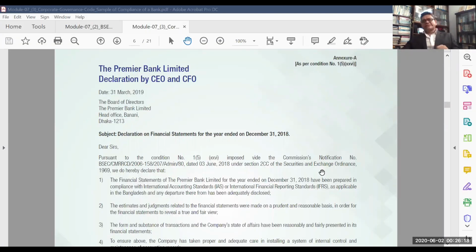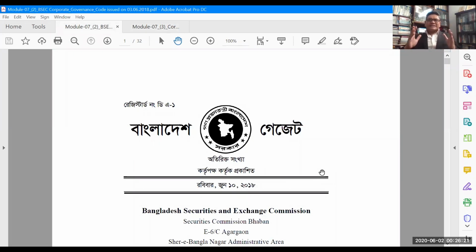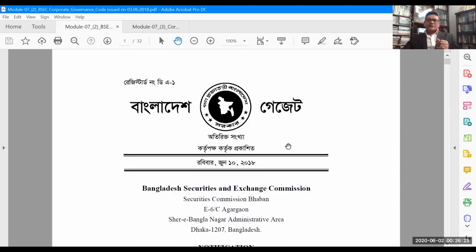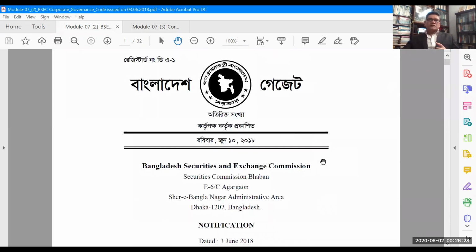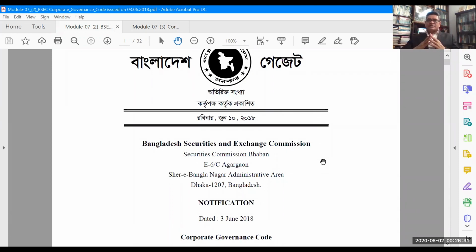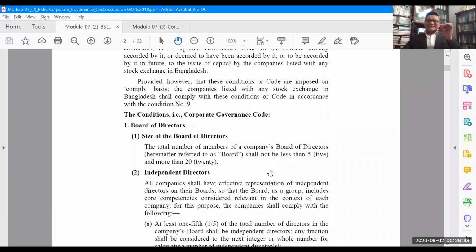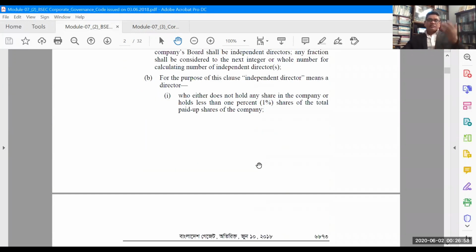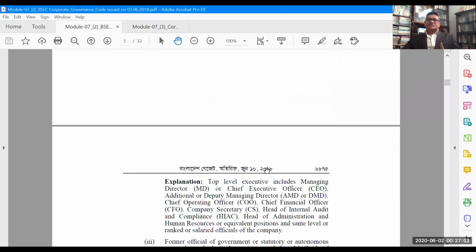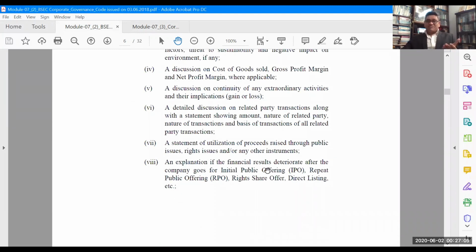So we also see that, look, this is the original guidelines, that means the corporate code. It has 32 pages. Please download it and read it. Keep it in your hand. Everything is there. And if possible, I will release a video in future on this corporate governance code. So it is the total, look here, size of the board of directors, independent directors. This way, everything is declared here. Just read it, you will understand everything.